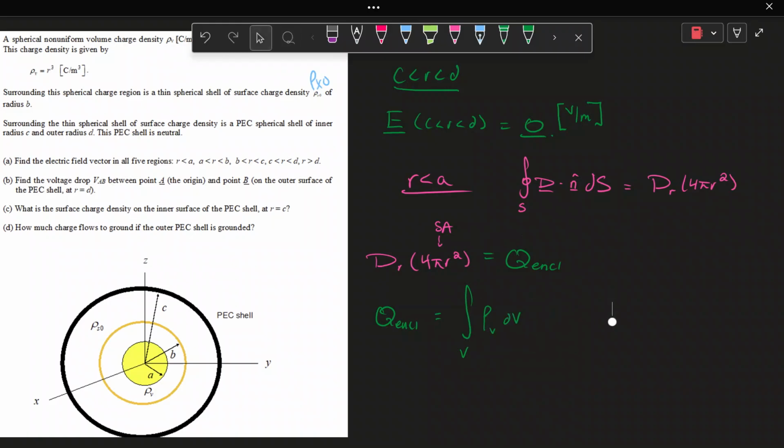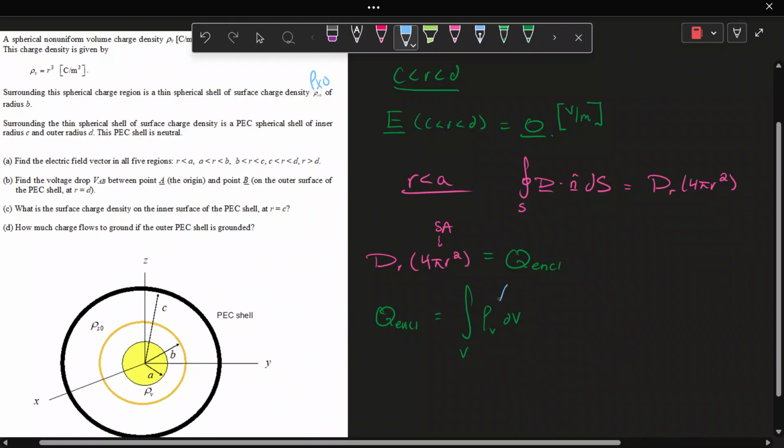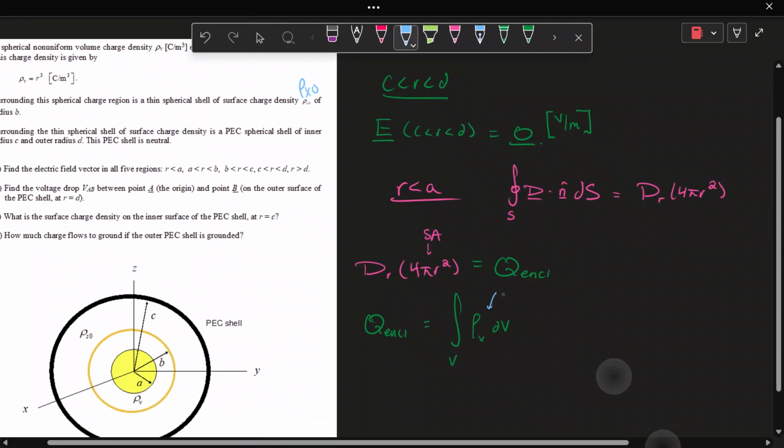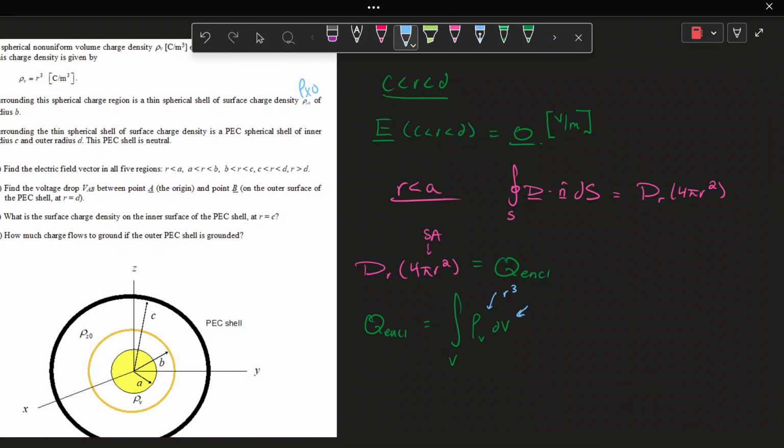Now we have to figure out what we are going to put for the bounds. We have rho v, which is what we're given up here, r cubed. dV is going to be a little bit interesting because, if you don't have note 6 in your crib sheet, you won't know this unless you have it memorized. dV for spherical coordinates is r squared sine theta dr d theta d phi. Notice it does not have a z component, and we're not given a z component, which is very important.